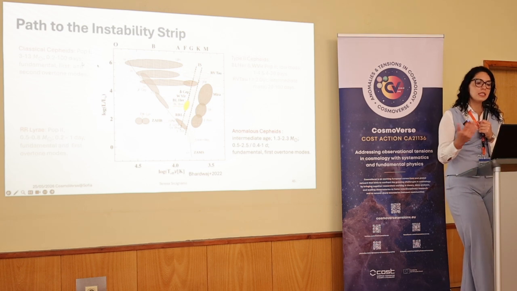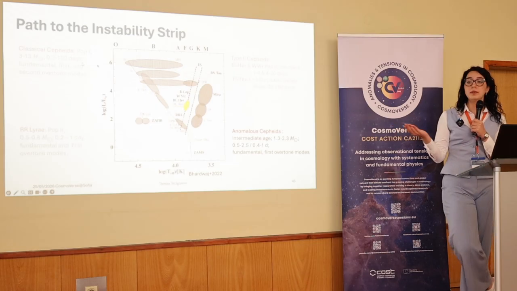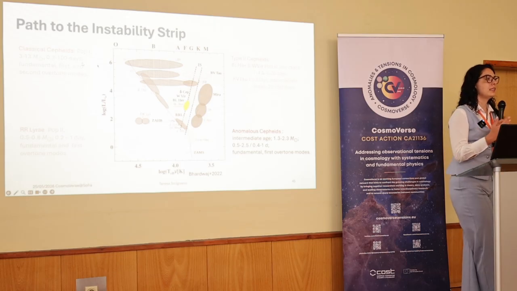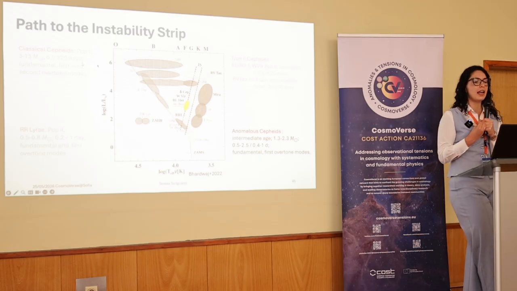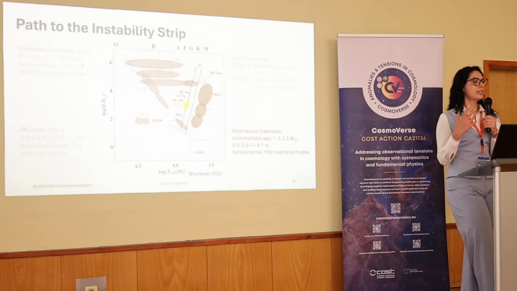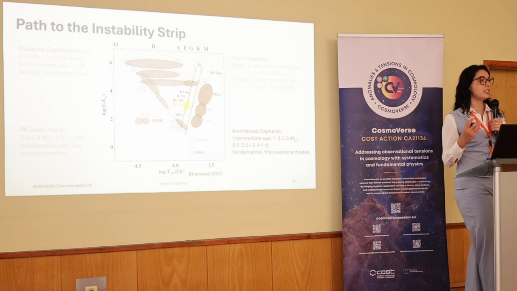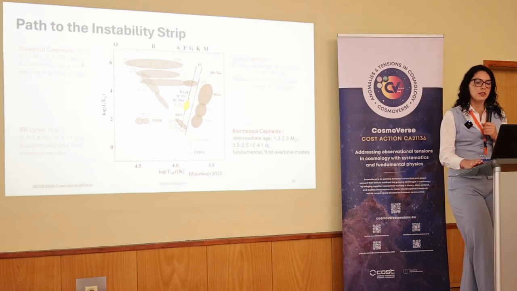And still, as you can see here, in the instability strip, they are placed between the population 2 and population 1 distance indicators. So they are of intermediate age and also intermediate mass. And the fact is that they are really metal poor, according to recent studies, and it's still not clear at which time of their evolution they enter the instability strip, and if they come from binary or single evolution.